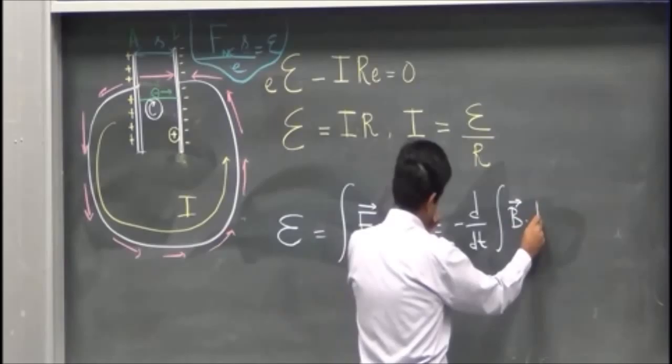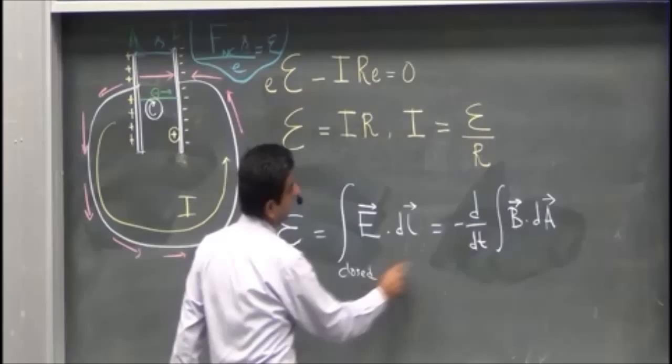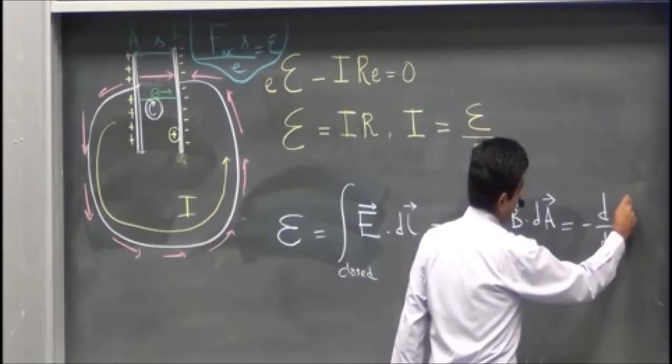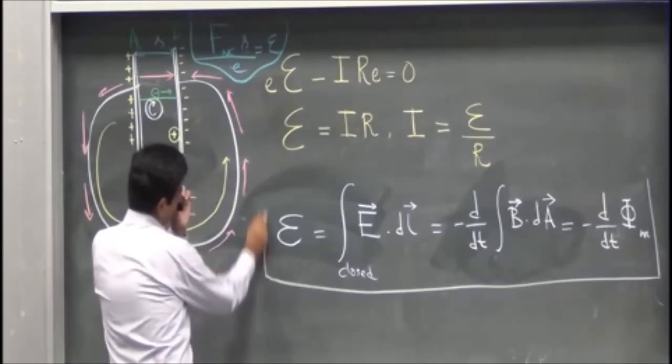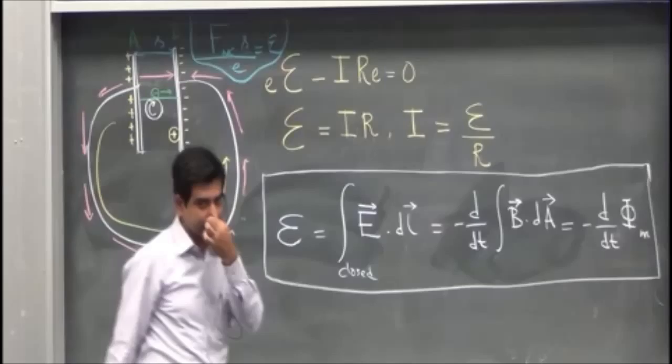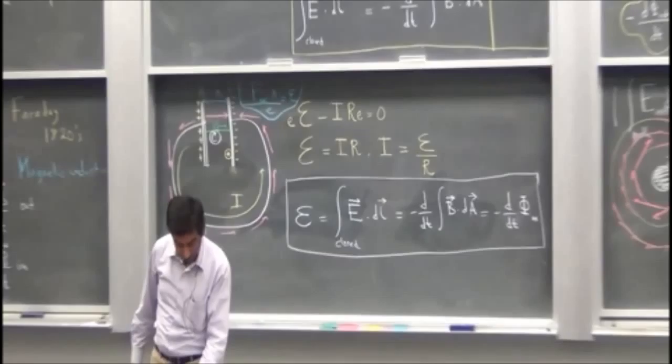This equals minus d by dt of B dotted with dA. This has to be a closed path. This is an area bounded by the closed path, and it's also equal to minus d by dt phi m. So this is one of the four Maxwell's equations. It's called Faraday's law. All of them are equivalent forms.